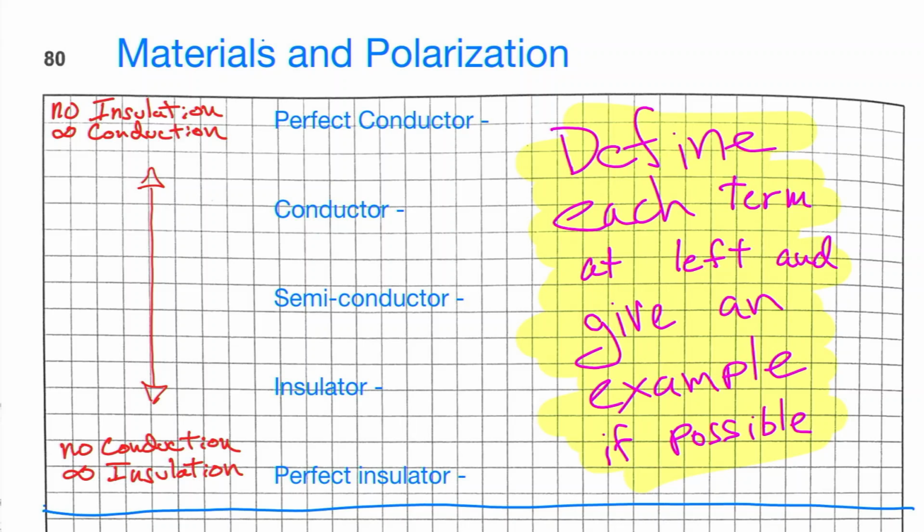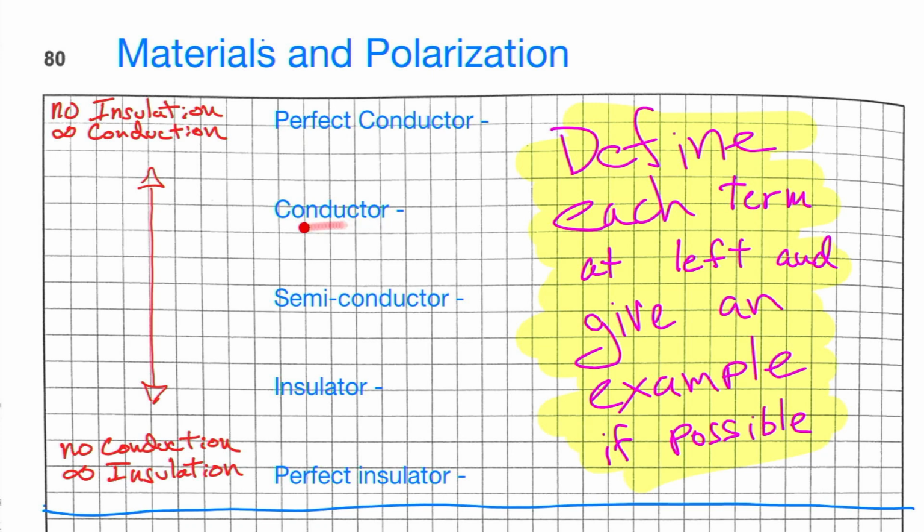And you're going to research and define these terms on your own. Okay? I'll say a couple words about them, but you can kind of finish it up. A perfect conductor is something that allows electrons to move completely freely without any resistance, without anything to slow them down or get in their way.